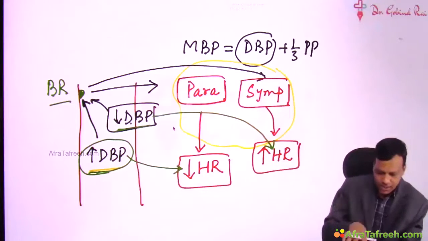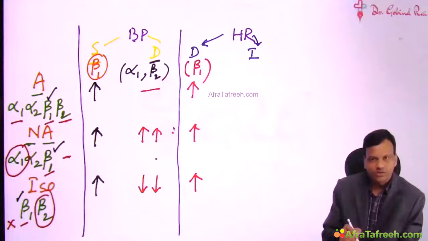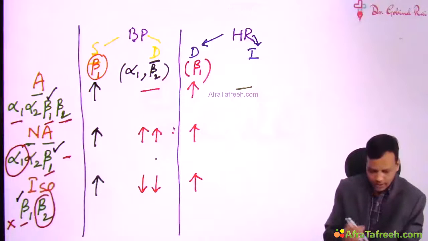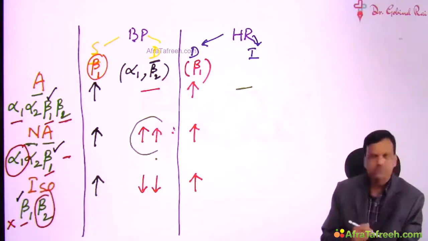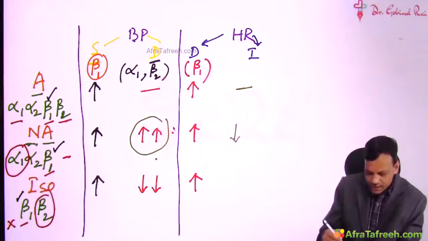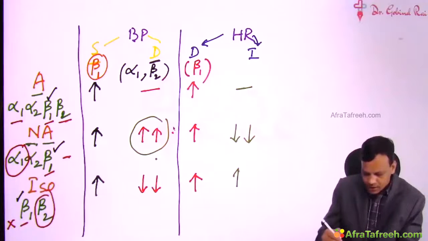So if we put this in the table, adrenaline has no effect on diastolic BP. So there will be no indirect action also. Noradrenaline increases diastolic BP. So the indirect effect on heart rate will be opposite. That means it will decrease heart rate. Isoprenaline decreases diastolic BP. So the indirect effect will be to increase heart rate.